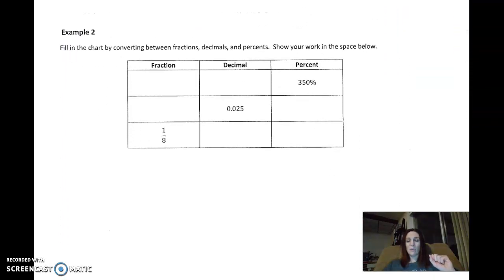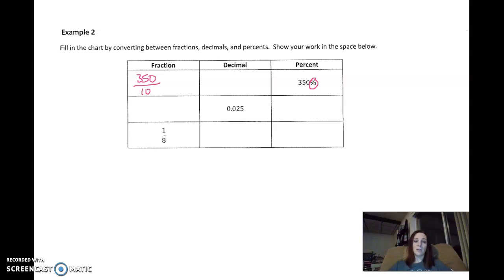All right, so let's go one more example really similar to what you're going to be doing in some of your homework problems. We need to convert between these three, okay? There is no order that says you have to go in one order, like percent to decimal to fraction. You can go wherever, okay? So 350%. Okay, so I might jump to a fraction. 350 per 100.